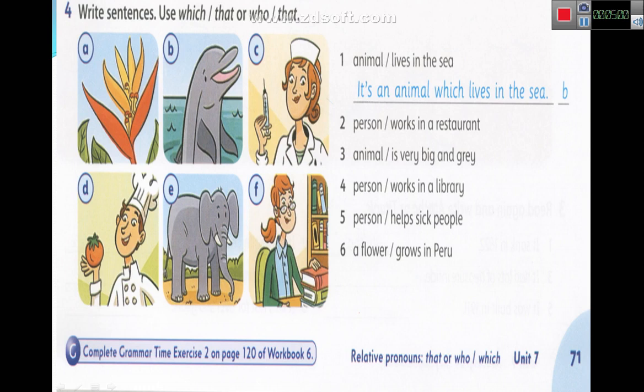If you see which pronoun is used, who, which, or that, it refers to animal, and matches with picture B. And the second one, person works in a restaurant. I did this one for you. It's a person who works in a restaurant. This is the sentence, and we used who because it refers to a person. It matches with picture D, that's the chef, and you have to do the rest of the sentences and write them down in your notebook.